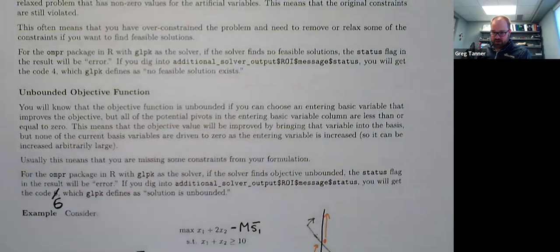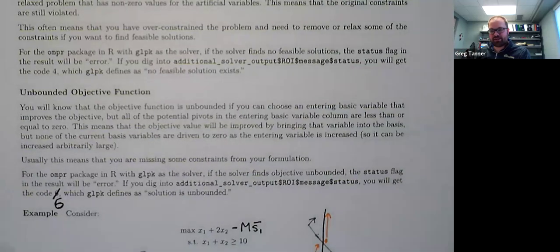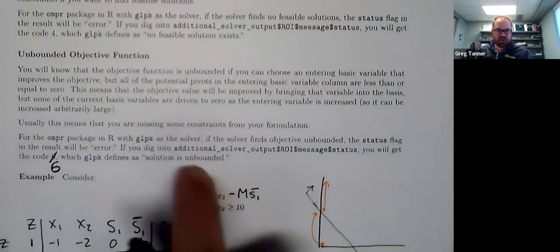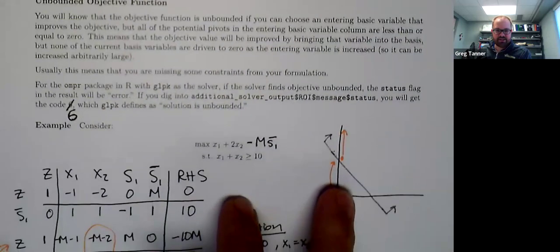This means that your objective value can be improved arbitrarily large by bringing that variable into the basis, but you're never going to run into another constraint is really what's happening here. Okay. This usually means that you're missing a constraint from your formulation. So let's see an example.